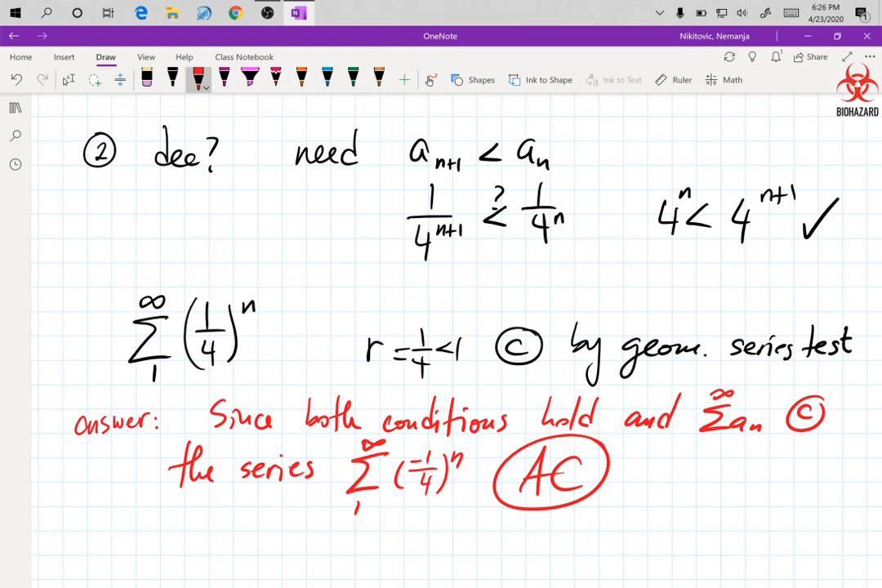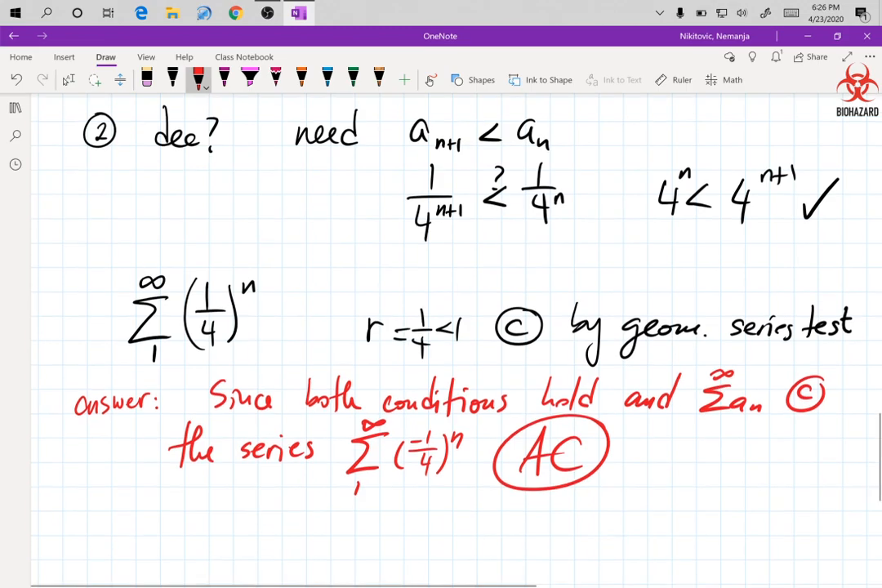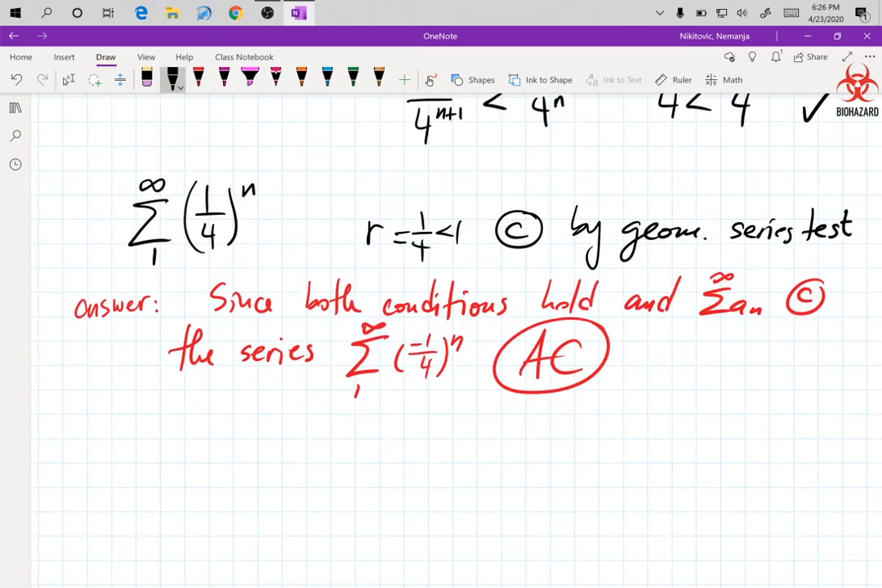That's the answer. So we technically are not learning a new method of solving these. We are stitching a lot of old stuff together now to deal with alternating series. Let's take a look at another example.